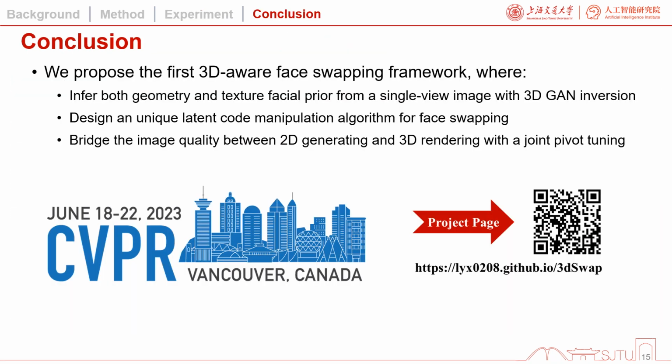In conclusion, we propose a novel 3D-aware face swapping method, 3D swap, that generates high-fidelity and multi-view consistent swapped faces. To leverage both geometry and texture prior of the 3D human face, we project the input images into the latent space of the 3D-aware generative model by introducing a learning-based inversion. A latent code manipulation algorithm, consisting of style mixing and latent code interpolation, is then designed to achieve 3D GAN inversion-based face swapping. We further bridge the image quality between 2D generating and 3D rendering by applying a joint pivot tuning. To the best of our knowledge, 3D swap is the first 3D-aware face swapping method, thus it sets a strong baseline for future research on 3D forgery detection and face swapping.